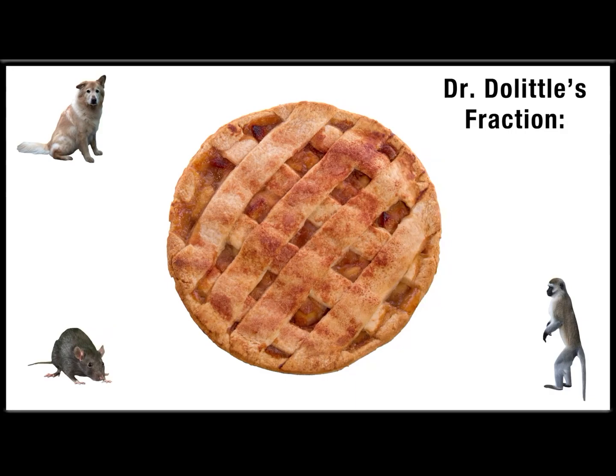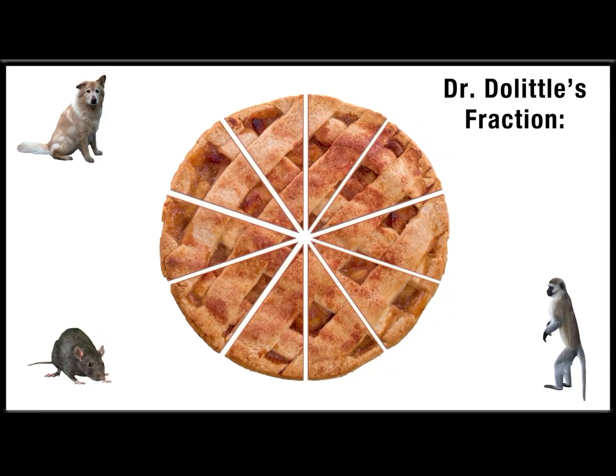Next, Dr. Dolittle cuts a pie 5 times. This time, there are 10 pieces of pie. If Dr. Dolittle eats one piece, he will be eating 1/10 of the pie. We write the fraction 1/10 like this.